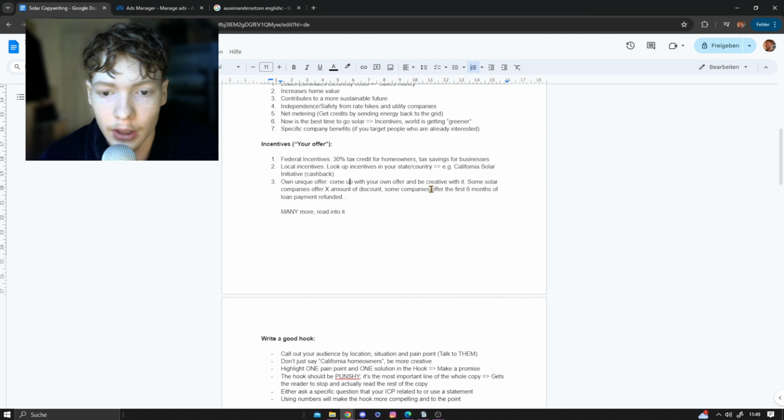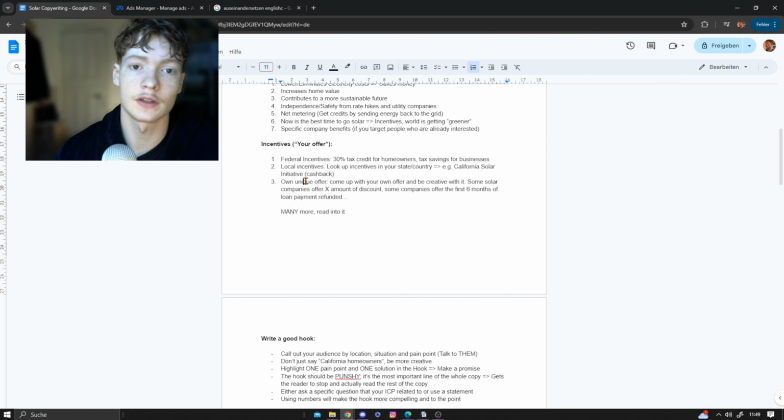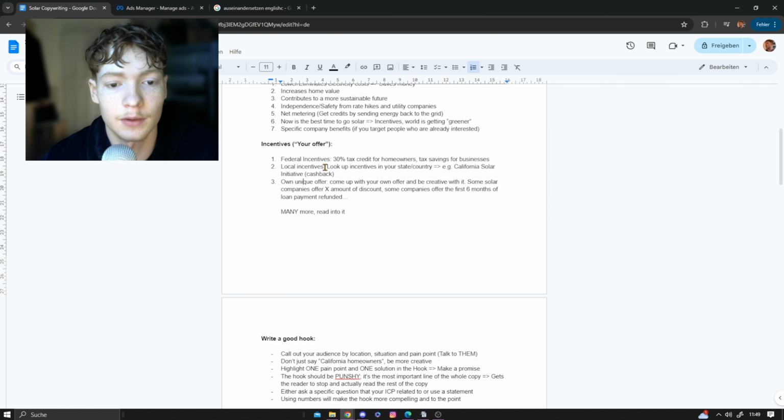For example, some solar companies offer an X amount of discount, so you can say $500 or $1,000 discount if you do this right now. You can also position local incentives, like the cashback, as your own unique offer. Instead of saying California offers cashback, you can say, if you go with us in the next 30 days, we offer you this. But at the end of the day, it's just a local incentive. But this is what you can do.